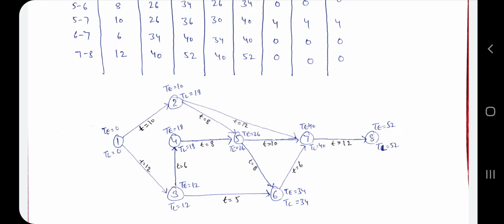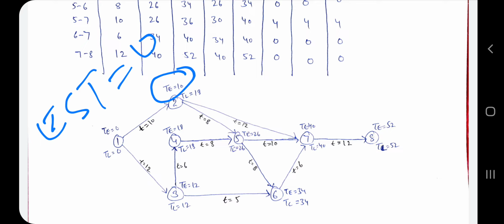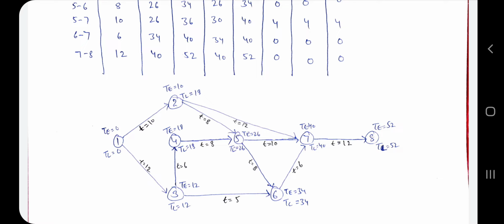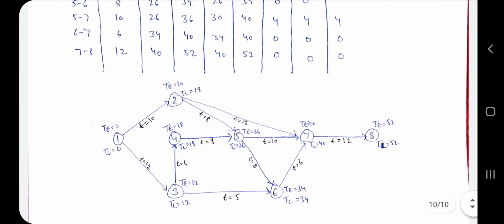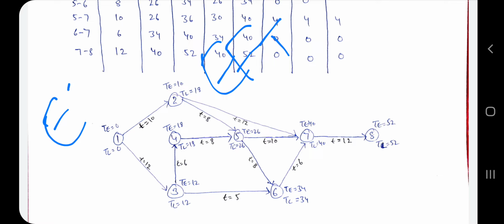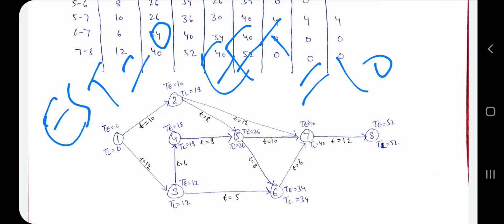EST is equal to TEI. So EST is equal to 0. EFT is nothing but TEI plus TIJ, which means this value is the EFT, earliest finish time, and this value is the EST. So EST is equal to 0 and EFT is equal to 10.